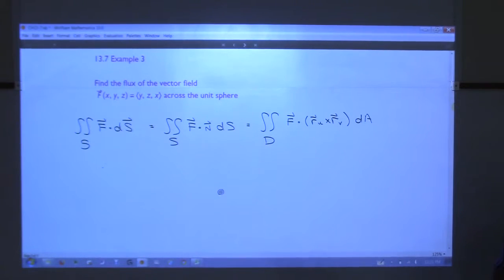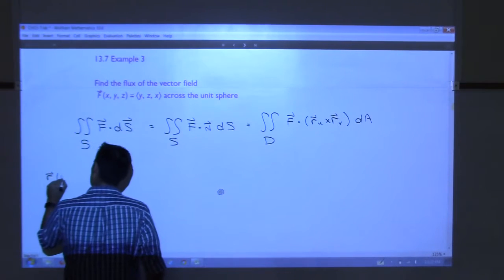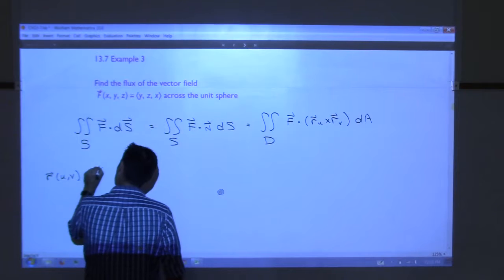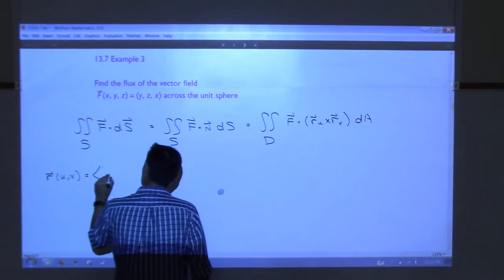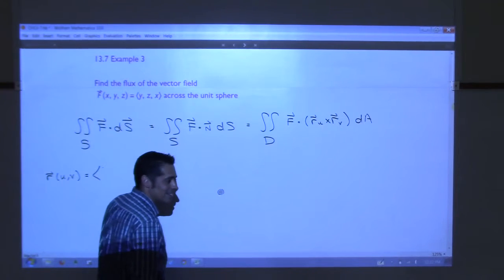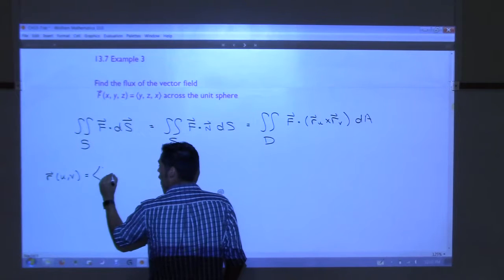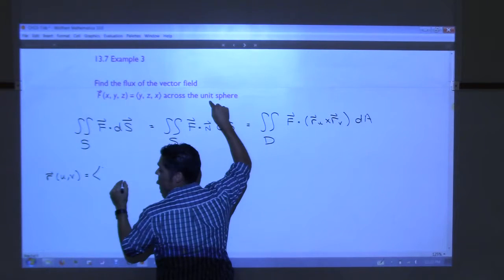What is our r of u, v? Do we know what draws our surface? Because this is the unit sphere. We do, right? We've done this three times now, at least. So what's r of u, v? Let's stick with the same one that we've had. What is it? I don't remember, I'm sorry, because I always switch it up and I don't want to mess it up. It's the unit sphere, so we can use one.